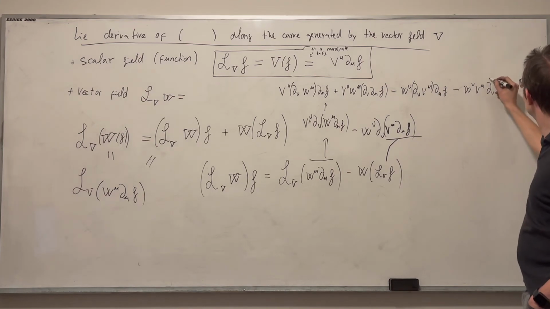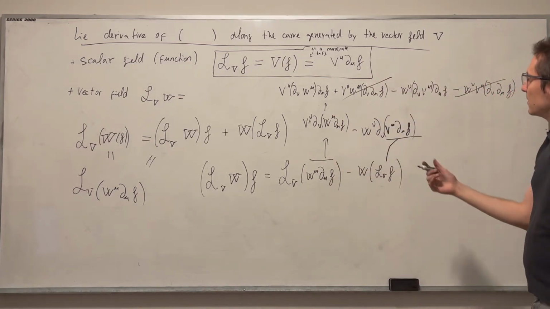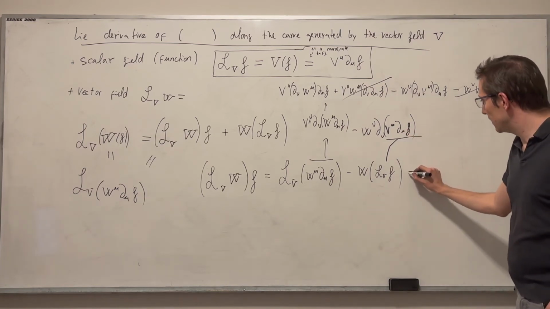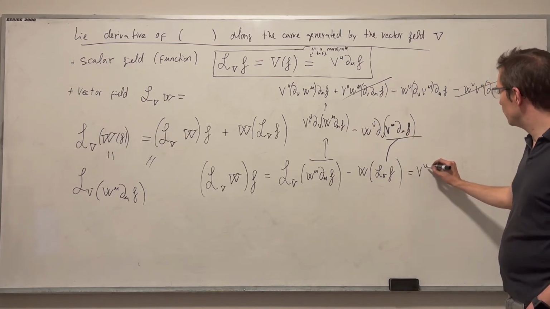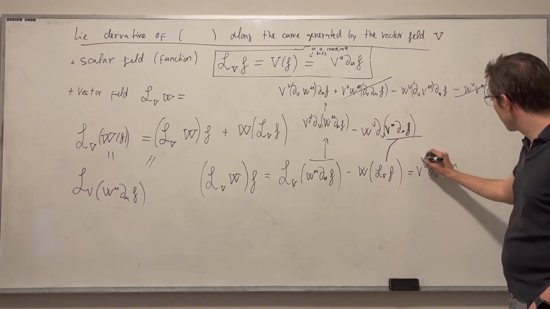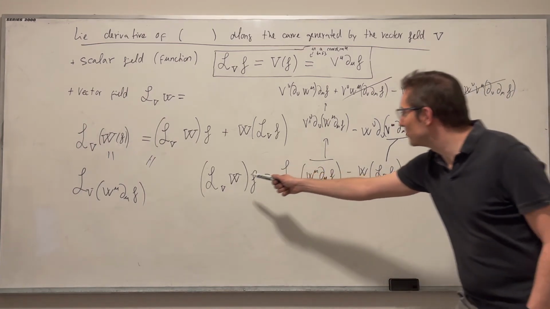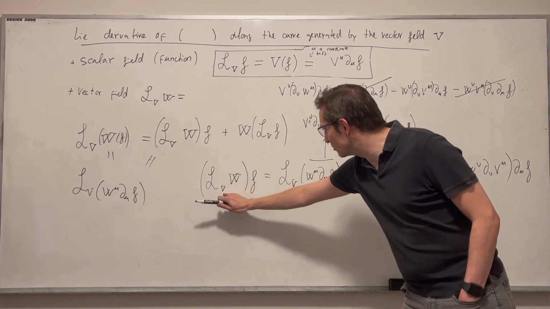Now, luckily, we're talking about smooth functions. This one cancels this one. And all that I'm left with is the following. Let's write it. v^ν ∂_ν w^μ minus w^ν ∂_ν v^μ. And this thing acts on ∂_μ f. All right, so nice. We found the Lie derivative of w with respect to v acting on f.